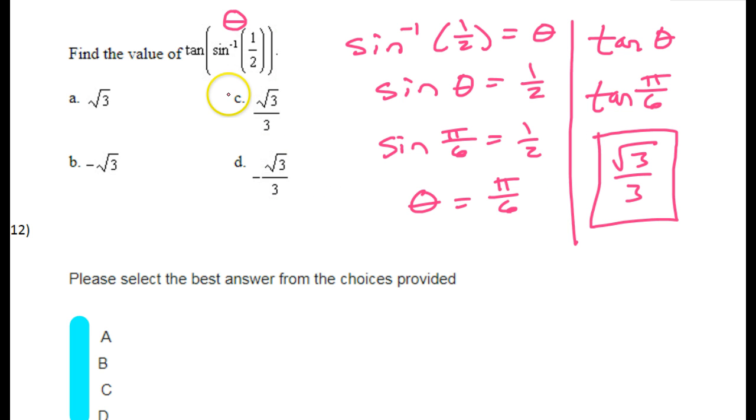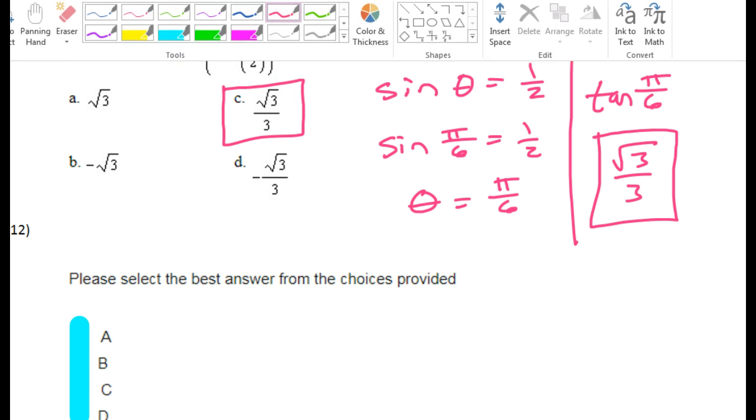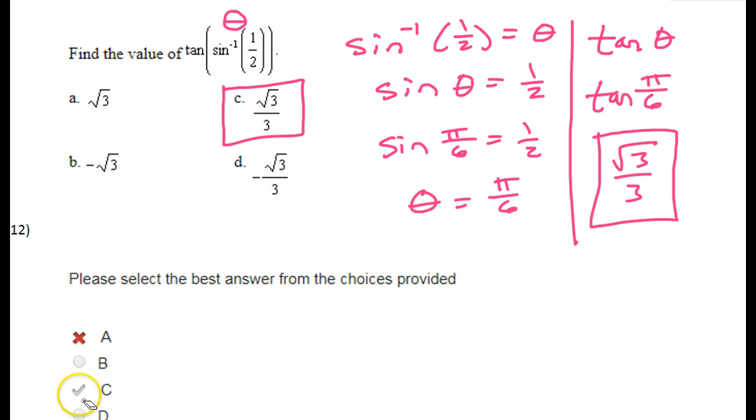Alright, that is why the answer is going to be C. Kabam!